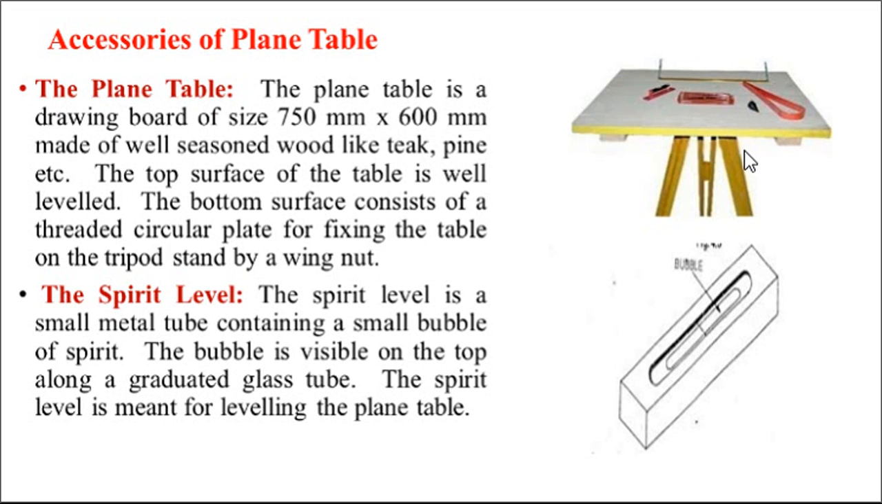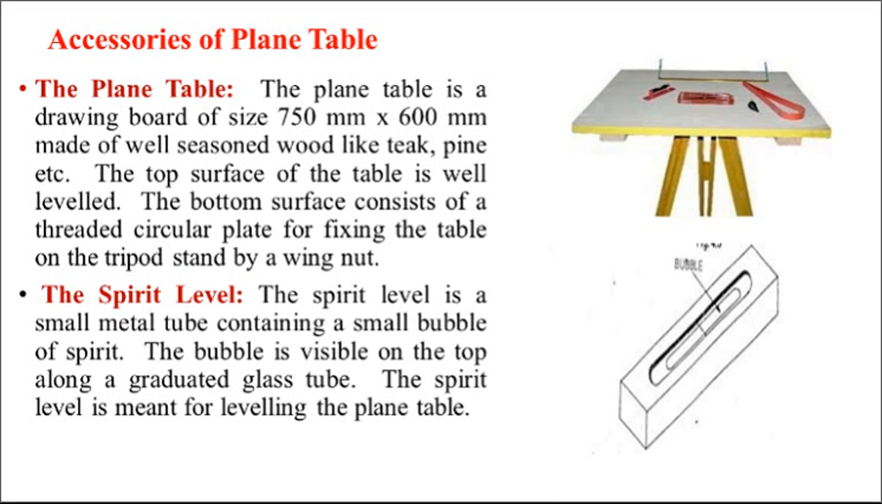Then second accessory which is used with plane table is spirit level. So this is the spirit level. The spirit level is a small metal tube containing a small bubble of spirit. The bubble is visible on the top along a graduated glass tube. The spirit level is meant for leveling the plane table.